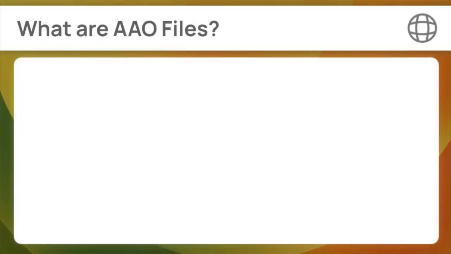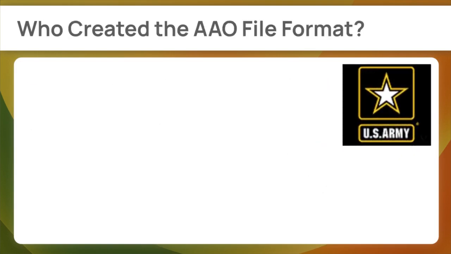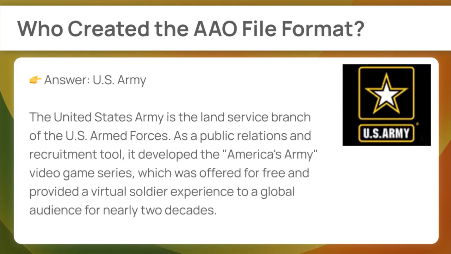An .AAO file is a data file associated with America's Army, a series of tactical first-person shooter games developed by the U.S. Army. Players encounter these files within the game's installation directory, as they contain essential game data like maps, textures, character models, or other game assets.